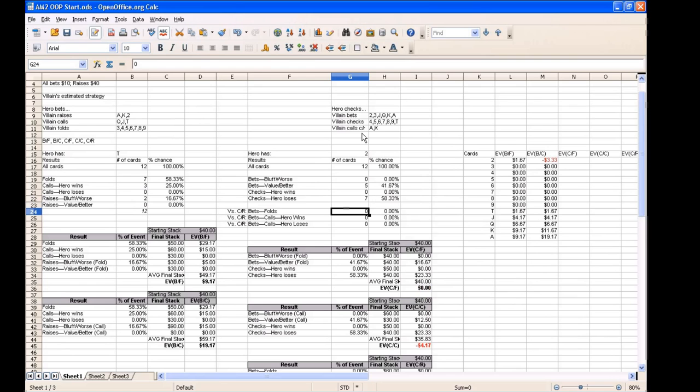Now regarding check raises, given that he bets, he's going to fold the three, jack, and queen. He's going to fold three. We're never going to win, obviously, but he's going to call with the king and the queen. We lose twice.